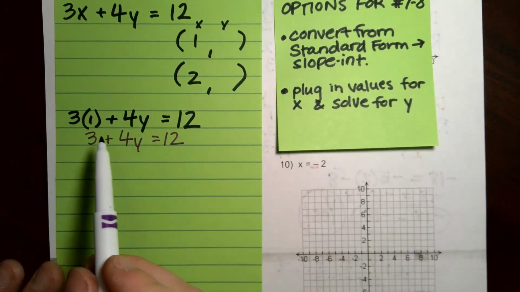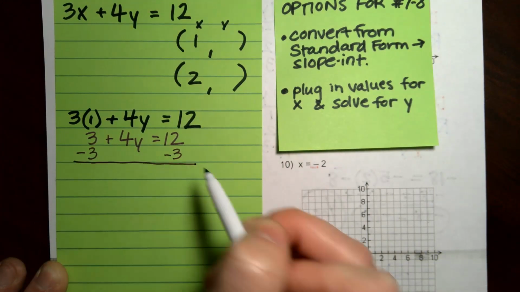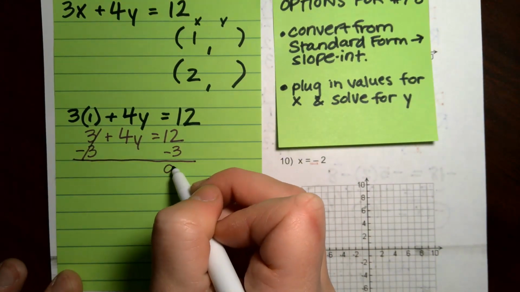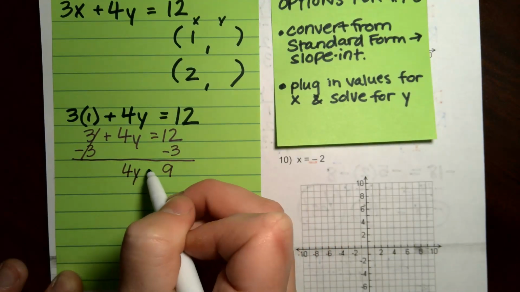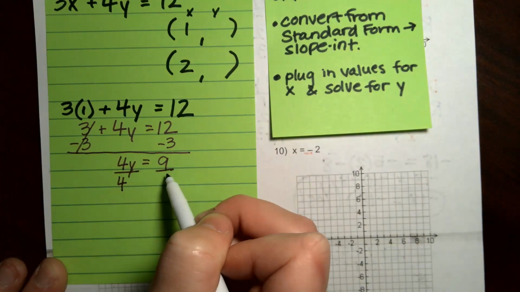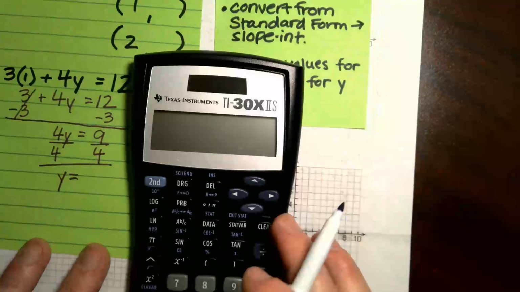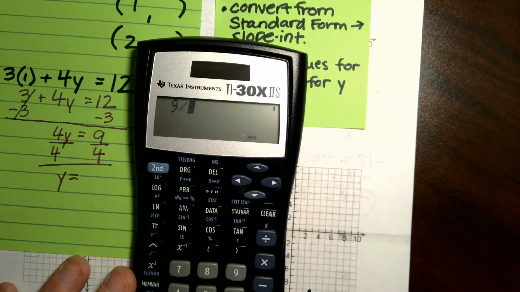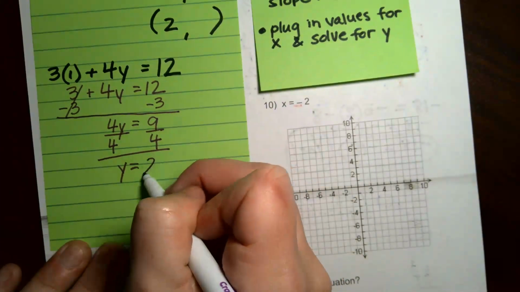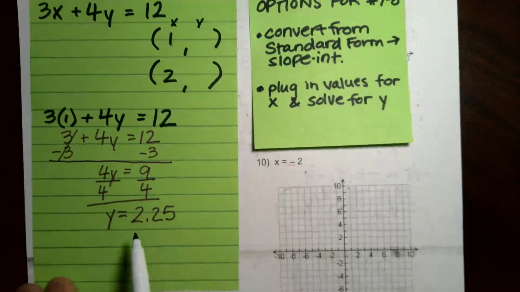Yes, we want to get rid of this 3 first, so we're going to subtract 3. The 3's cancel. What is 12 minus 3? 9. Now we have 4y equals 9. Divide by 4. Good. y equals, let's see what 9 divided by 4 is. Alright, 2.25, or about 2 1/4. So whenever x is 1, y is 2.25.